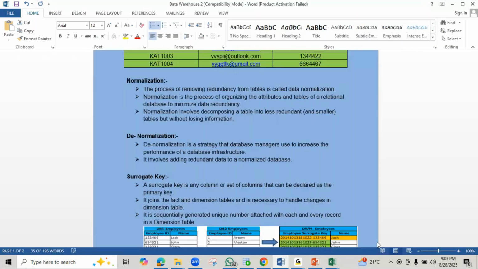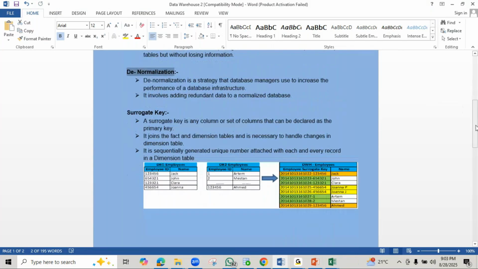Now, anyone, any question on normalization and denormalization? Okay, silence means no question. Now, the next point is surrogate key. So, guys, what is a surrogate key?